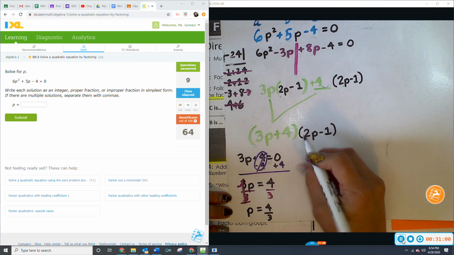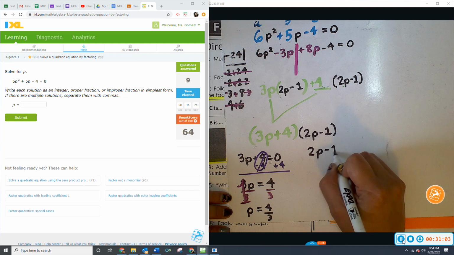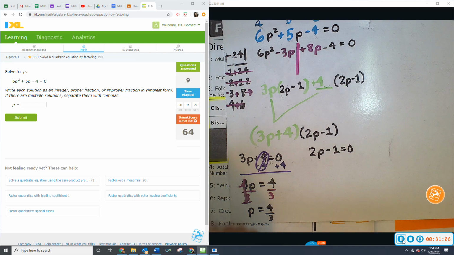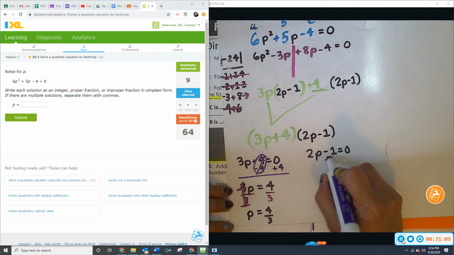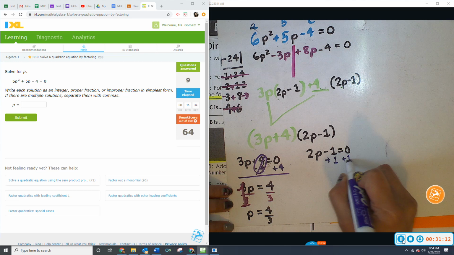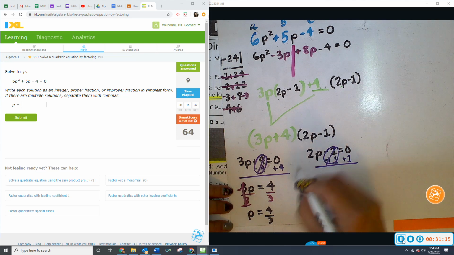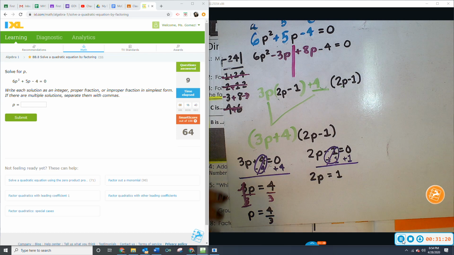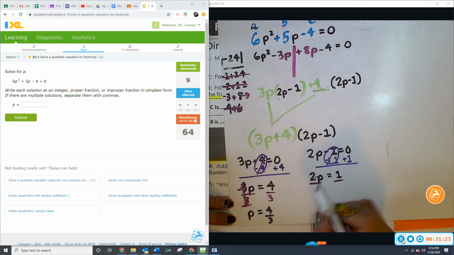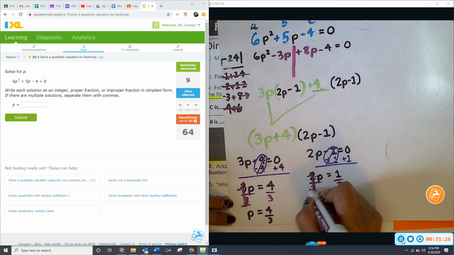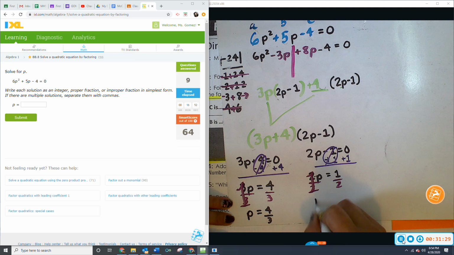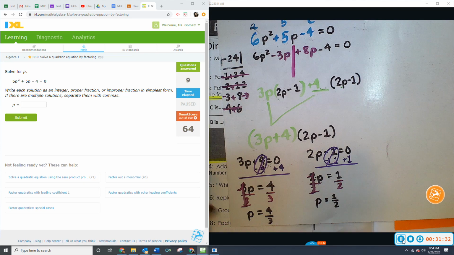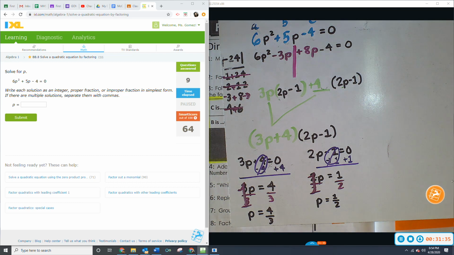And here, 2p minus 1 is equal to 0. Well, I add 1 to both sides. That eliminates, leaving me with 2p is equal to 1. And of course, inverse operation, you divide by 2. That reduces to 1, leaving you with 1p is equal to 1/2. Whew, okay, so let's go ahead and type that in here. So 1/2 and 4/3.